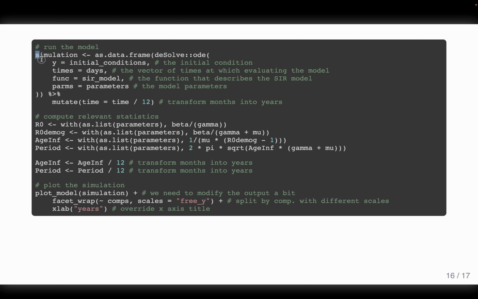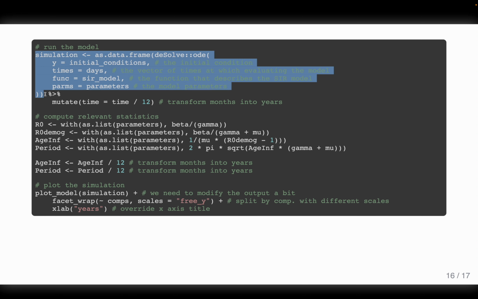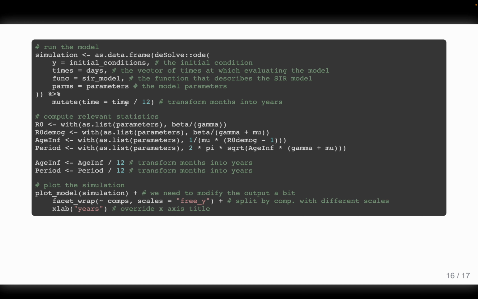Finally, we run the simulation. This part of the course is the same. We just added a transformation in order to change months into years. So we make time, which is in months, divided by 12. And then we want to compute some of the relevant statistics of the epidemic.